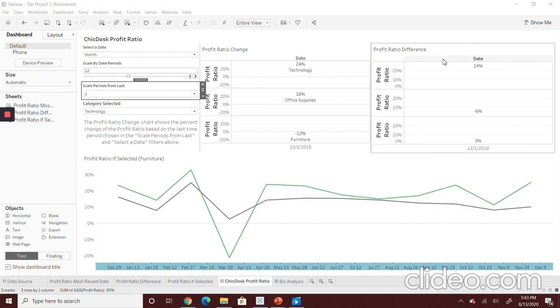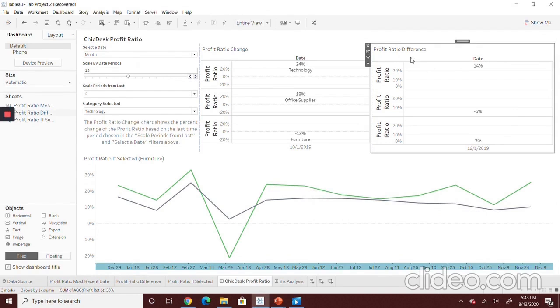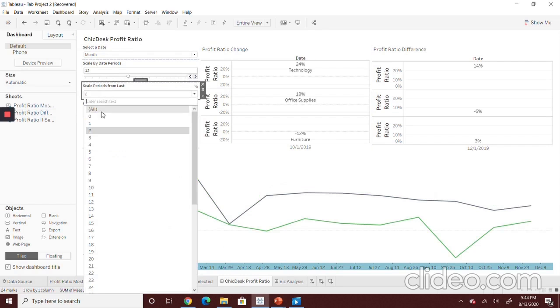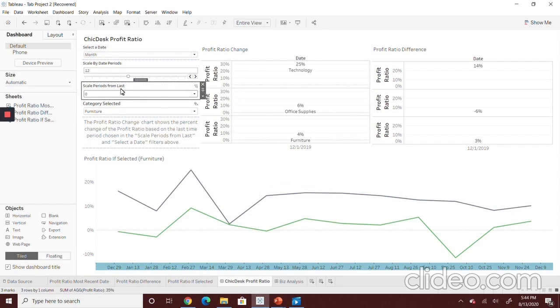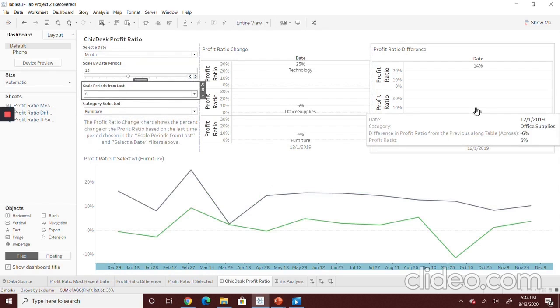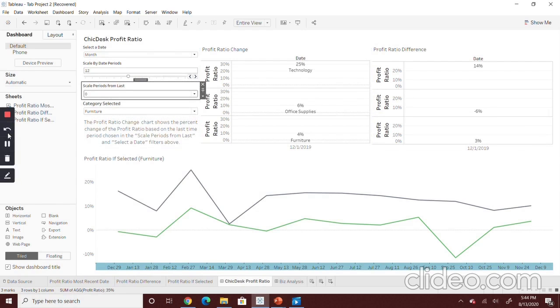The second visualization in the dashboard is a text table displaying the difference in profit ratio for each category. Instead of showing the profit ratio across periods, this visualization views the difference in profit ratio from the previous date period to the current date period in weeks, months, or quarters. For example, if you want to see the difference in profit ratio over the past 12 months for furniture, you can see it yields a value that is 6% less than it was the previous year, which is a concerning difference in profit ratio.